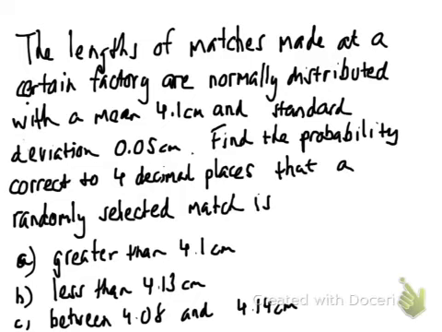So, here's an example. The lengths of matches made at a certain factory are normally distributed with a mean of 4.1 and a standard deviation of 0.05. So that's familiar to us, we've been looking at that already. Find the probability, correct to 4 decimal places, that a randomly selected match is greater than 4.1, less than 4.13, between 4.08 and 4.14. So we're going to set up a diagram here.